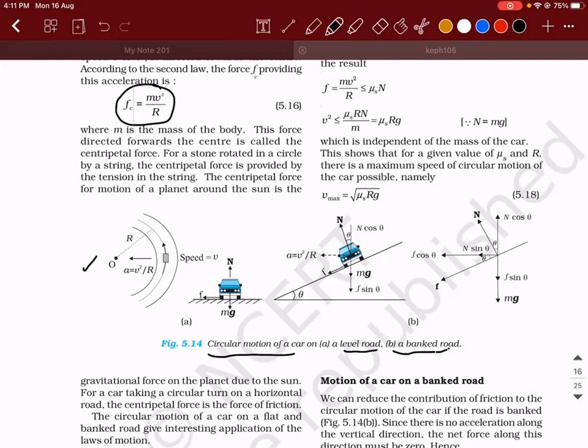Let's first visualize what they're trying to say. It is always worth visualizing things before we go into mathematical equations.